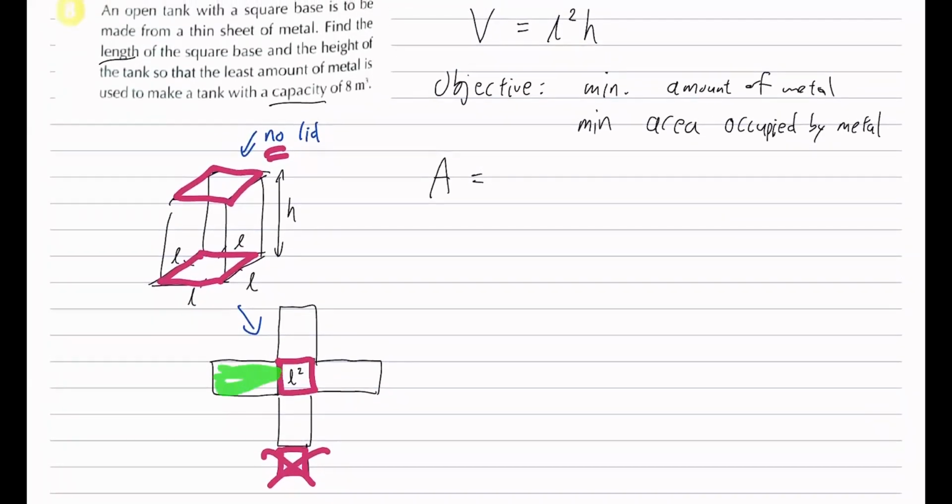What's the area of this rectangle? LH. Then of course all the other rectangles will also be LH. So it's just L square plus 4 times LH. Very good. Now, wow, very complicated. You got L, you got H, two types of variables. That's not good.